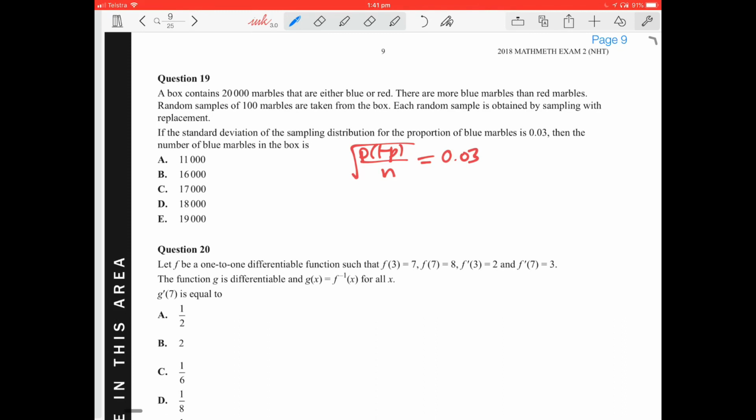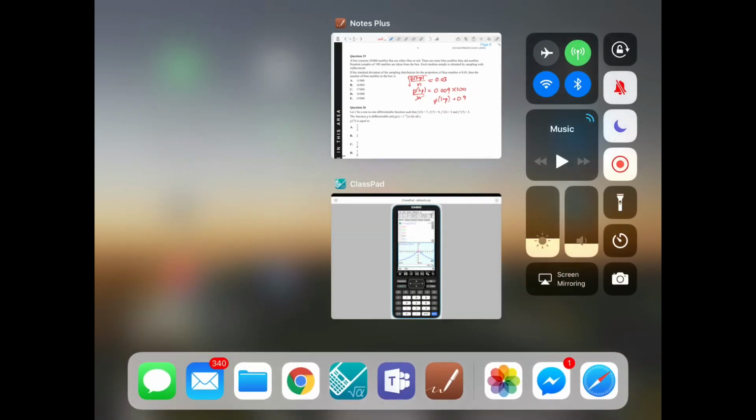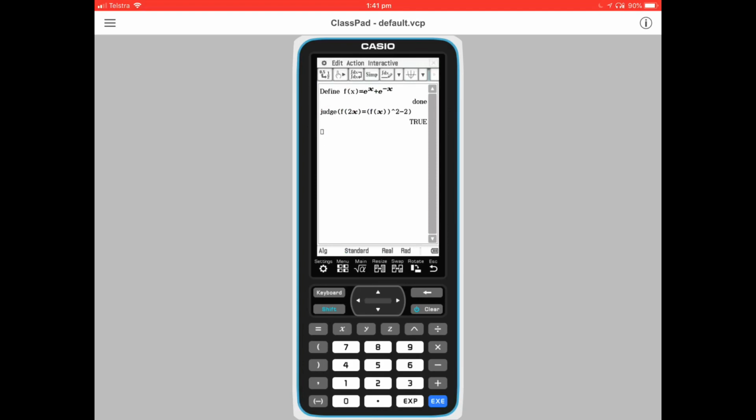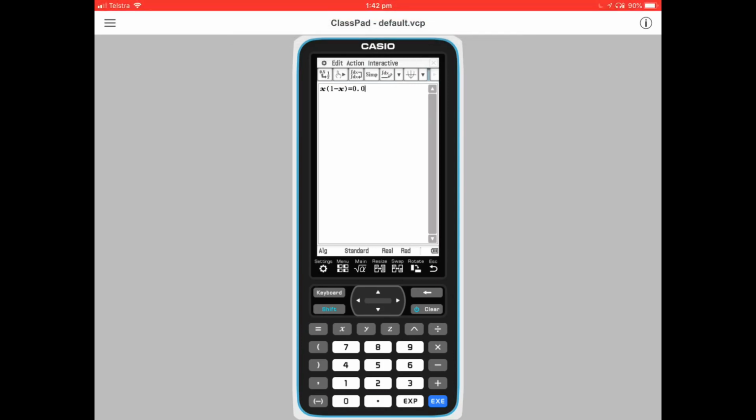Okay, so if I square the other side, I'm going to get P, 1 minus P, on N equals 0.0009. N is 100, so times it by 100. So we'd get P, 1 minus P, equals 0.09. Okay. X, 1 minus X equals 0.09. Solve for P.